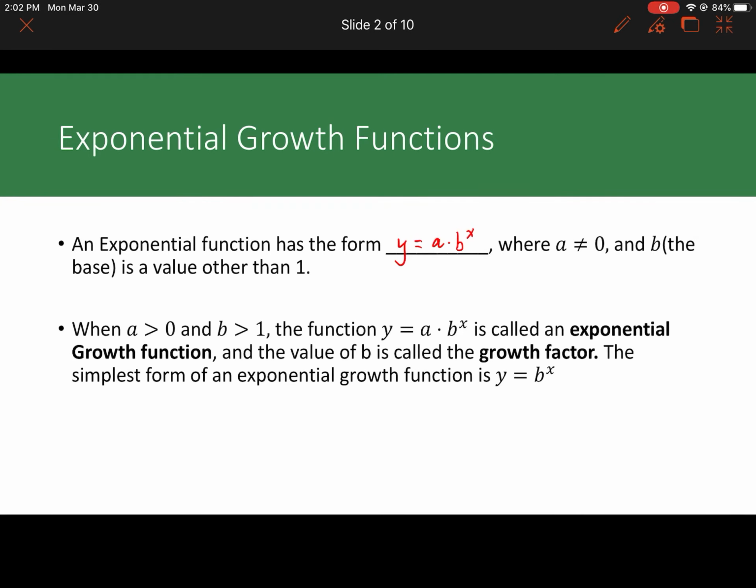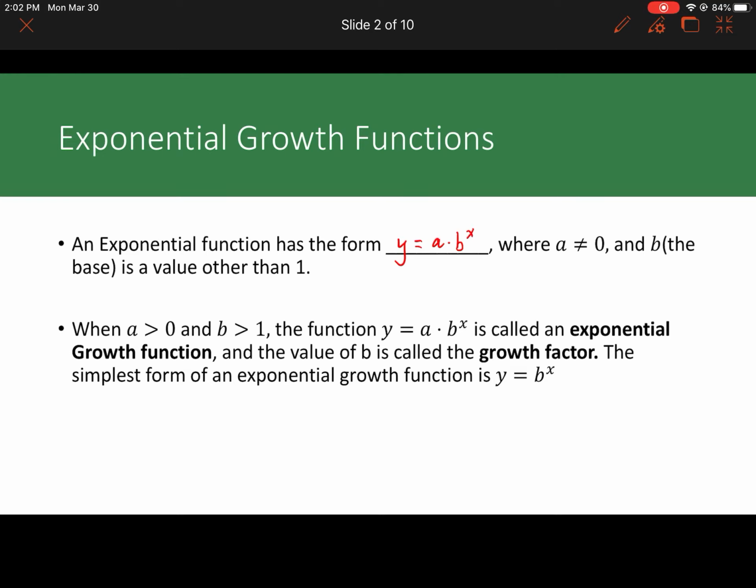Whenever we have an exponential growth function, then a is going to be greater than 0 and b is going to be greater than 1. The function y equals a times b to the power of x becomes an exponential growth function. And the value of b is called the growth factor whenever it's greater than 1. It's a growth factor because it's greater than 1. It means that your equation is going to increase as you go over to the right. But I'll show you that in a moment.